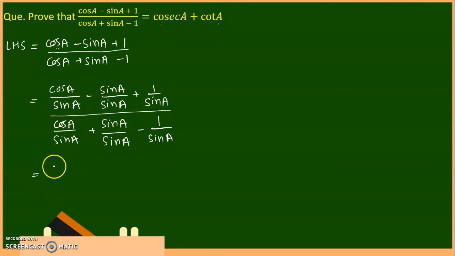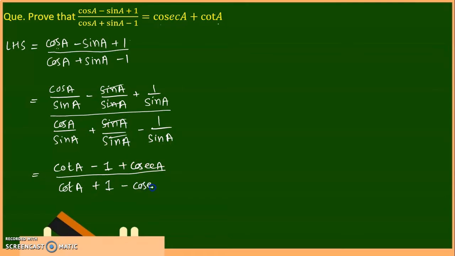This cos divided by sin becomes cot A. Here sin A will cancel out, becoming minus 1. Here 1 upon sin A becomes cosec A, divided by cos divided by sin, that becomes cot A, plus sin A cancels out, becoming plus 1, minus 1 upon sin A, that becomes cosec A.